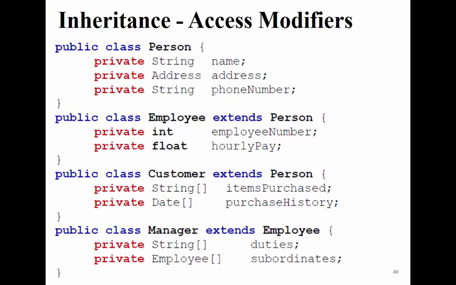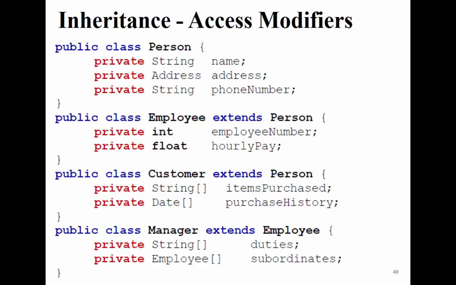Here is an example. I want you to look at it. We have a person, and everything is defined as private. We have the person with 3 fields. All these fields are private. Now if I have an employee extending the person, the employee actually has 5 fields, including the name, address, and phone number. But the employee cannot directly access these fields inside the person, but it inherits them.